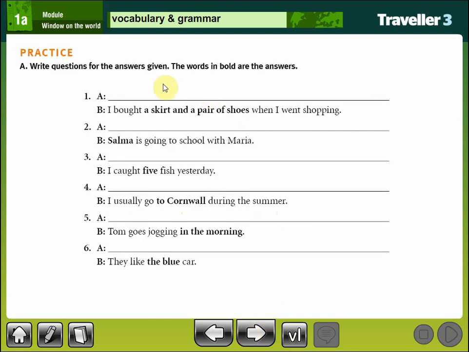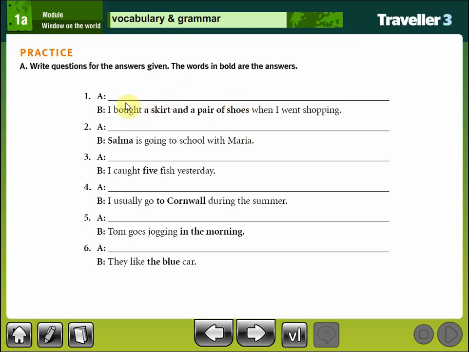In the practice section of the book, we have these two, A and B, I believe. Here we want to write questions for the answers given, the words in bold. So for the words in bold, we need to know if they are a subject or an object. Here, I bought a skirt and a pair of shoes when I went shopping. So we need to know, is this a subject or an object?